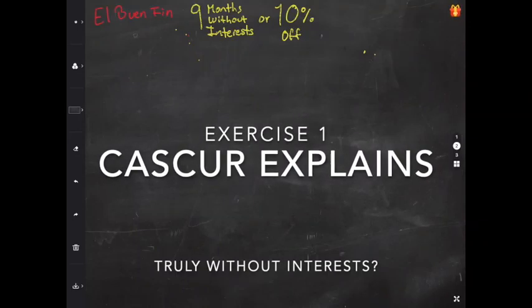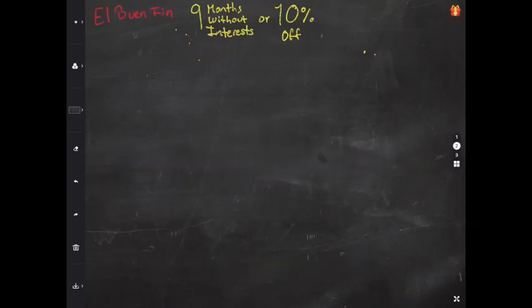So for the first exercise, we see a promotion that says 9 months without interest or a 10% discount paying in cash. So the question is, is it truly without interest, or is there any kind of interest rate implied in the promotion? In this case, we're going to have an example for something that costs 1,000 pesos. And now, if we pay in months without interest, we'd pay exactly 1,000 pesos, right?